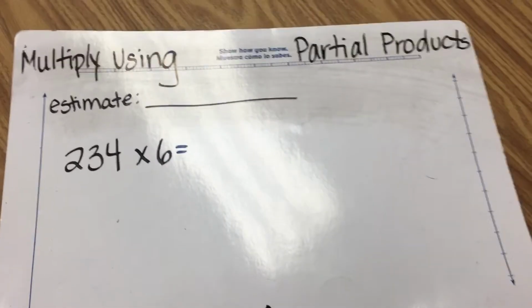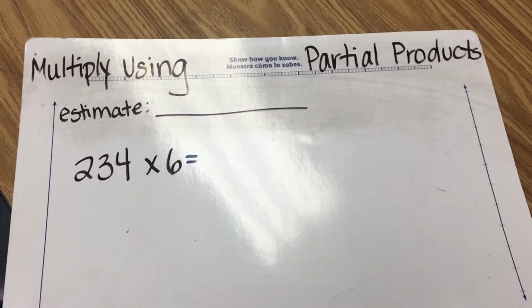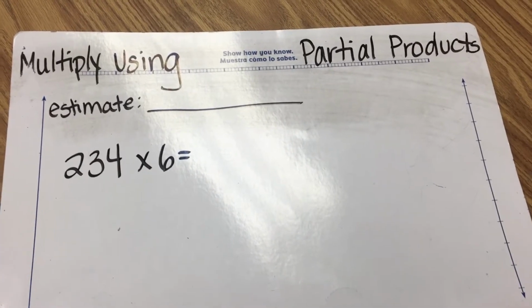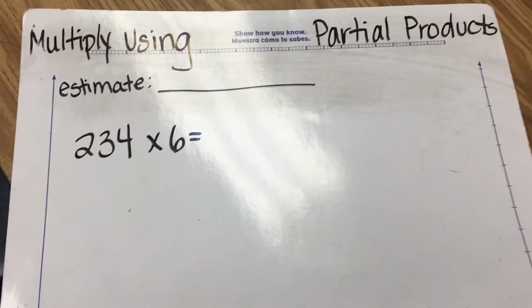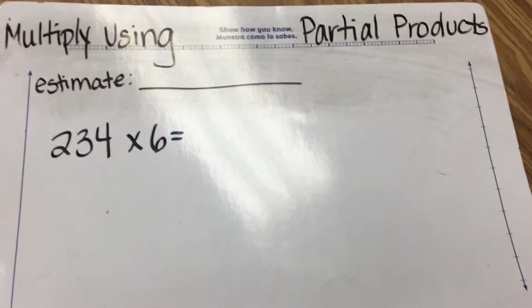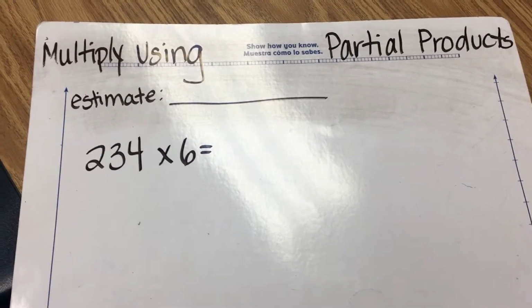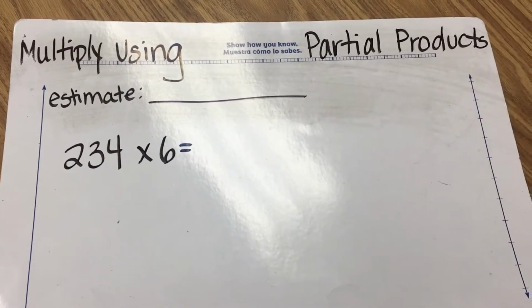Okay, math homework tonight is a little bit difficult. It's going to ask them to do two things. They're multiplying using partial products, which I'll show you how to do in just a second. But the first thing that it asks them to do is to estimate the problem.